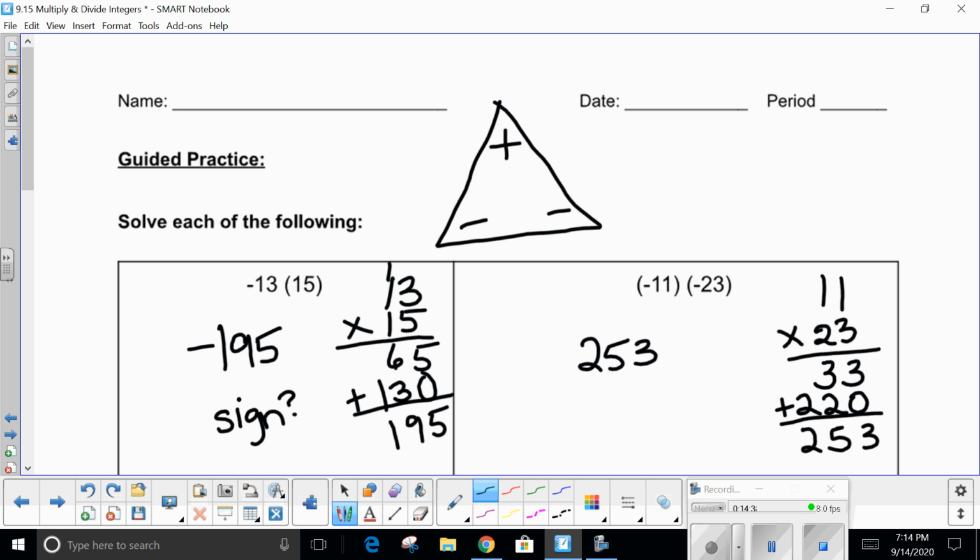But what is the sign of my final answer? We have to go back up to our diagram. Here we have a negative times a negative. So we're going to say negative times a negative equals a positive. So my answer would be positive 253.